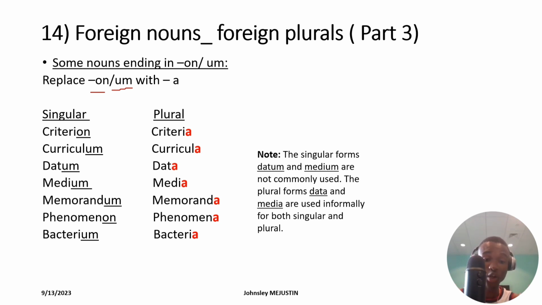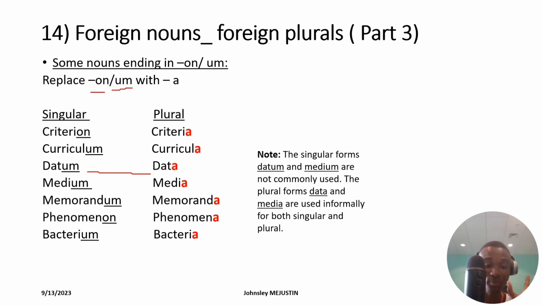But it's important for you to know that when you see criteria somewhere, it is the plural of criterion. When you see curricula somewhere, you need to know it's the plural of curriculum. When you see data somewhere, you need to know that it's the plural of datum. You see? Datum. When you see media somewhere, you need to know that it's the plural of medium. When you see memoranda somewhere, you need to know it's the plural of memorandum. If you see phenomena somewhere, it's the plural of phenomenon. Bacteria is the plural of bacterium.